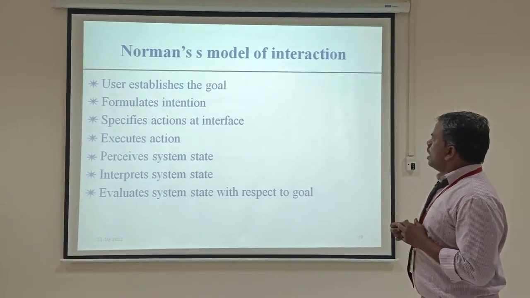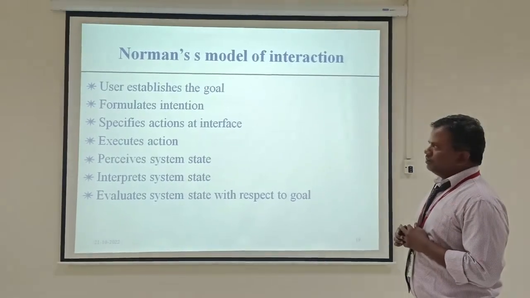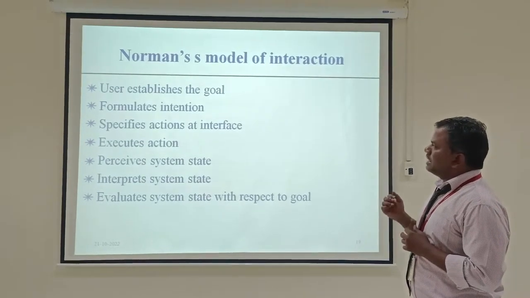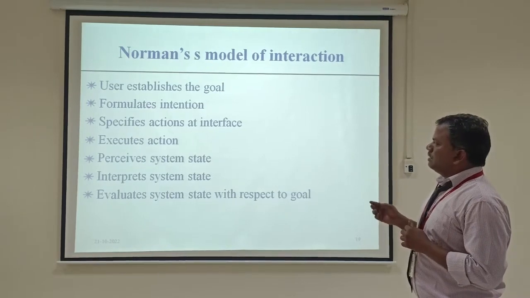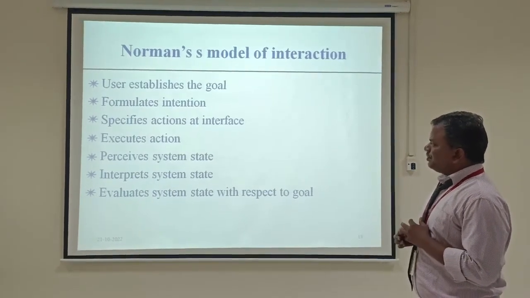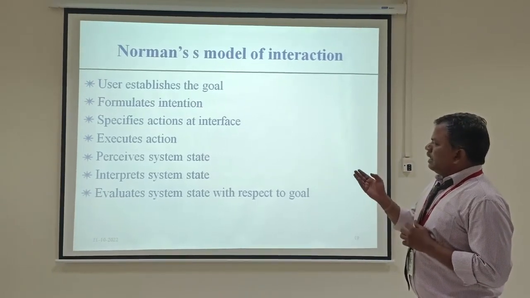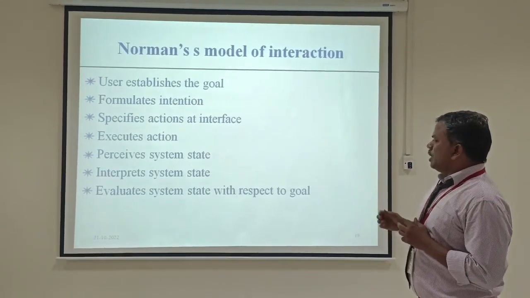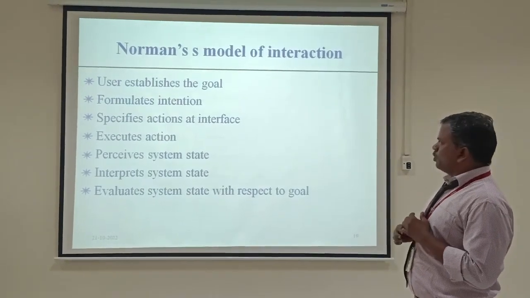The normal model of interaction. First, the user establishes a goal. Next, formulates the intention. Next, specifies the actions at the interface. Then executes the action. Then perceives the system state. Then interprets the system state. Finally, evaluates the system state with respect to the goal.